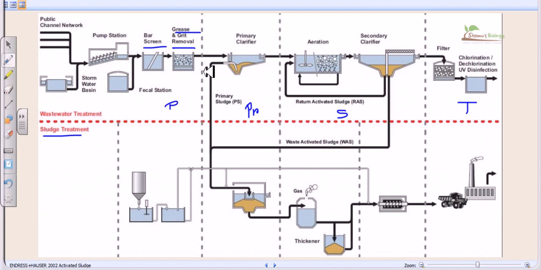Now right after that this enters into the primary treatment. The primary treatment consists of one large basin which is called the primary clarifier. In this primary clarifier we have one central ring, and with the help of the central ring we have two different parts. We have one strand here at the top, and another strand at the bottom.